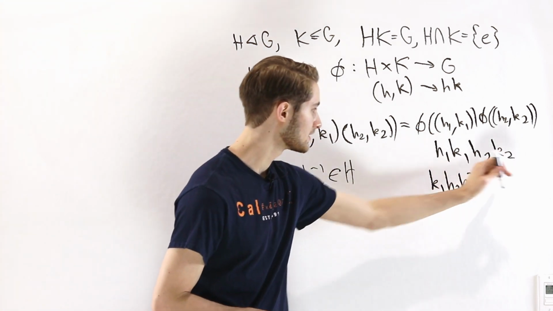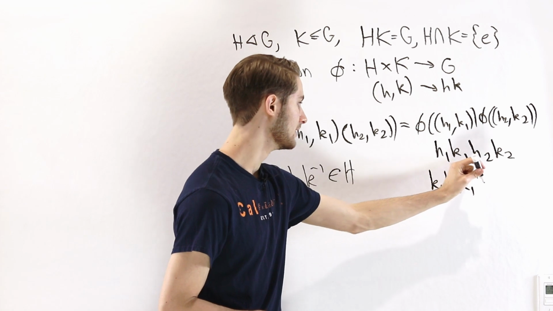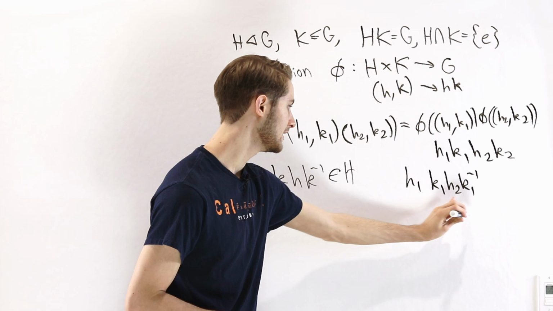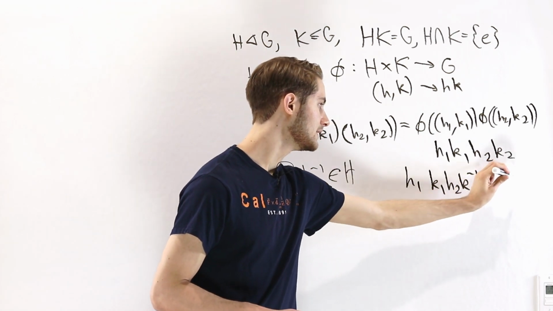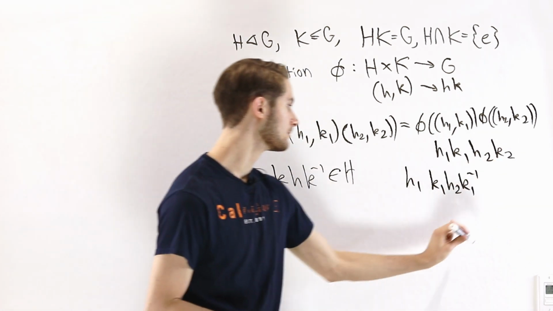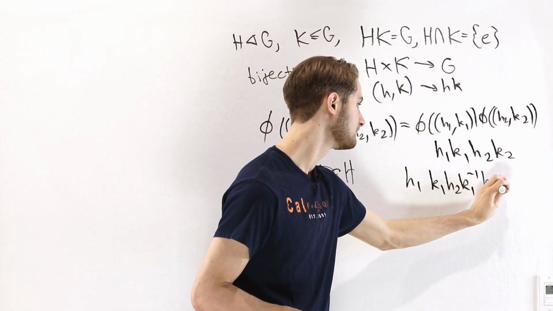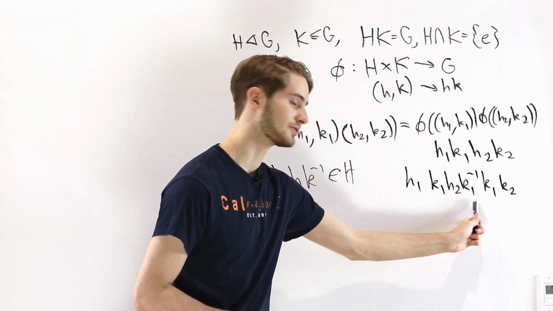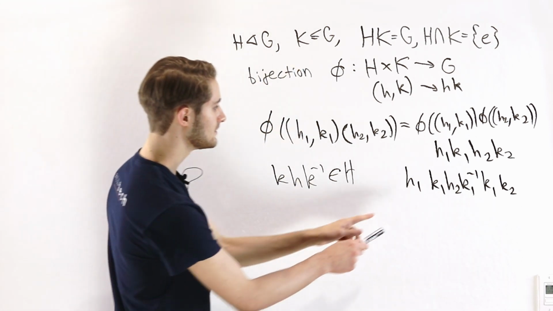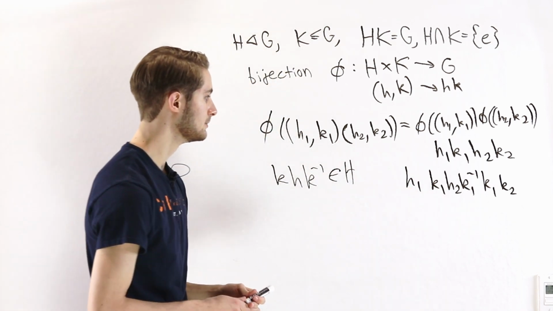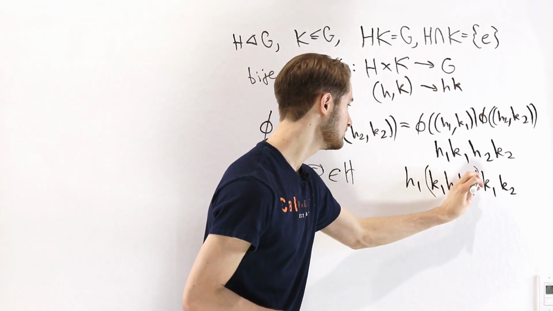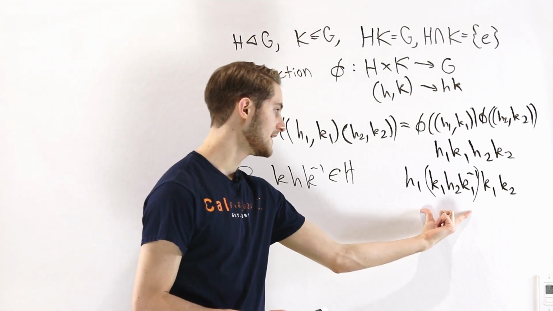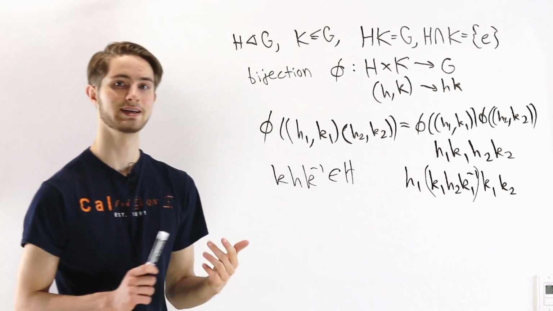And we can write this product right here, H1, K1, H2, K2, as H1, K1, H2, and then in the middle right here, between H2 and K2, we're going to put K1 inverse K1. And that doesn't change the result of the product because these two are going to cancel out. They're inverses of each other. So we have the same product as before, but now K1, H2, K1 inverse we know is in the group. And so this part is going to be in H, and this part is going to be in K.